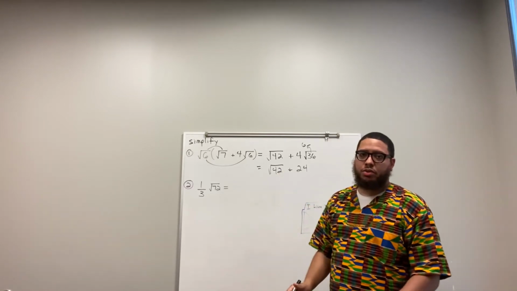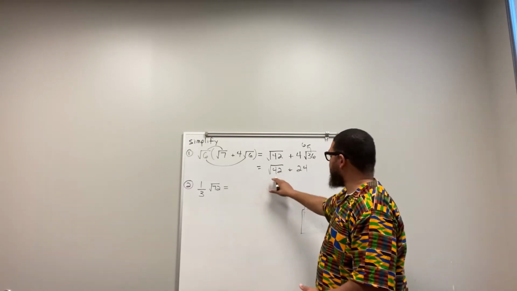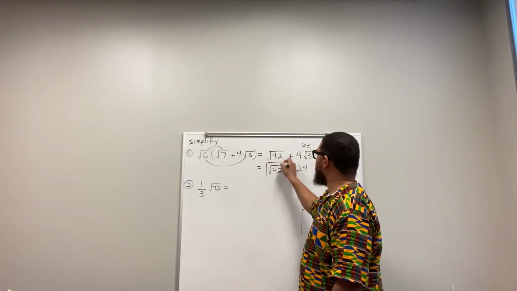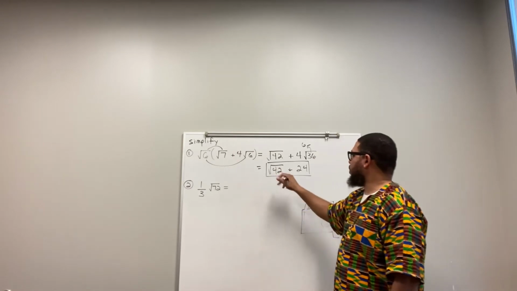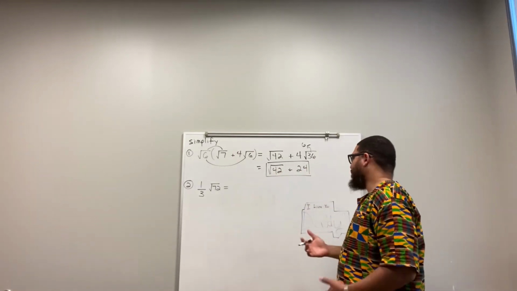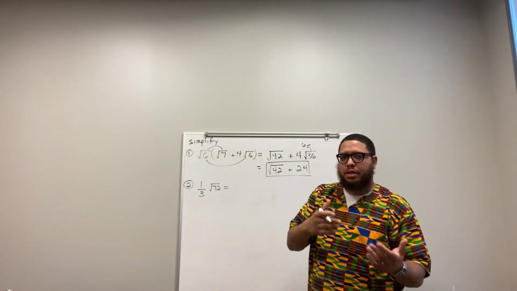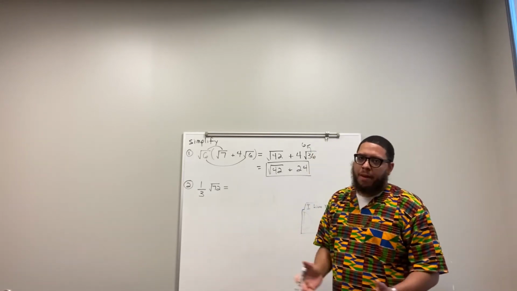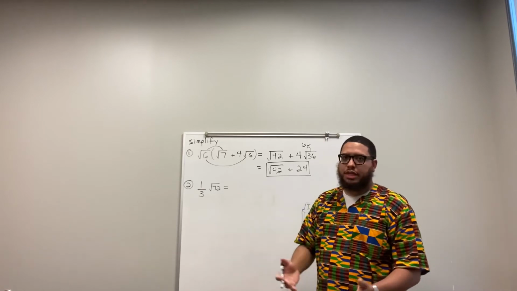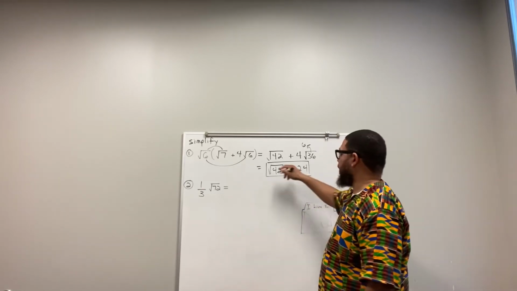That's what you're not gonna do, because that would be wrong. So this is actually the simplified form of this expression, root 42 plus 24. You might want to change the order around. Maybe you put the non-radical term in front, make that first: 24 plus root 42, but that's a stylistic difference. It really doesn't matter. So this is the final answer to this one.